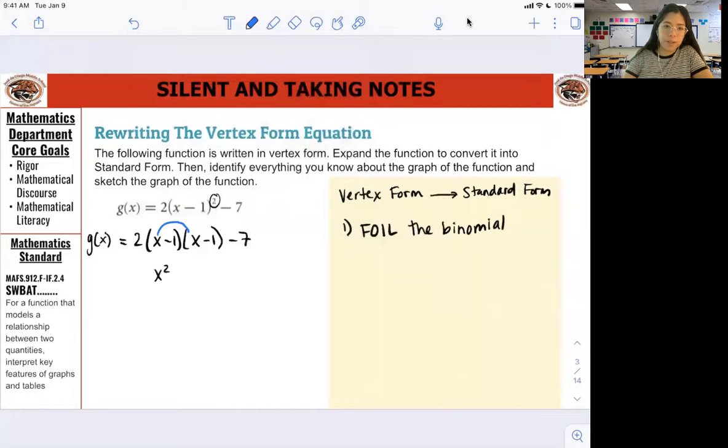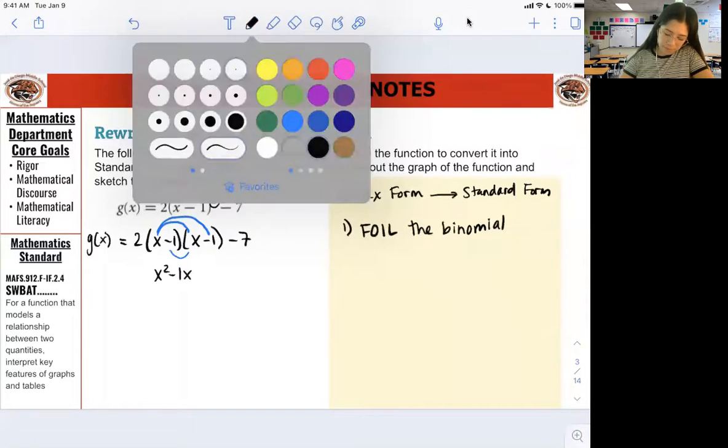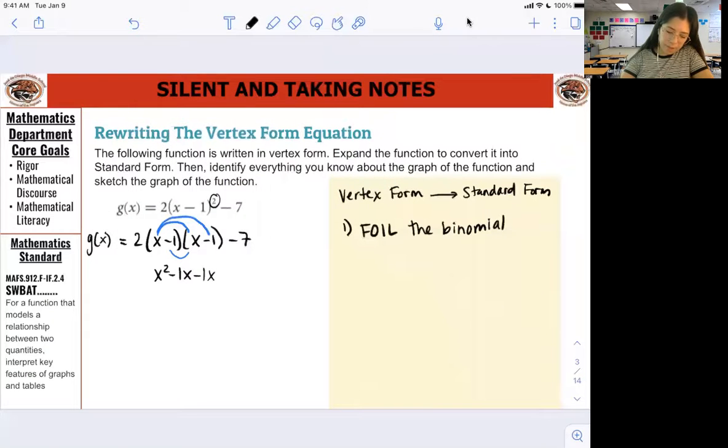What goes next? Outer. The outer one. So X times -1, what do I get? -1x. Next, what goes next? Inner. -1 times X, again -1x. And then finally, what's left? Last. The last two. -1 times -1. +1. Good. So I FOILed my binomial. Now I'm going to bring everything down.